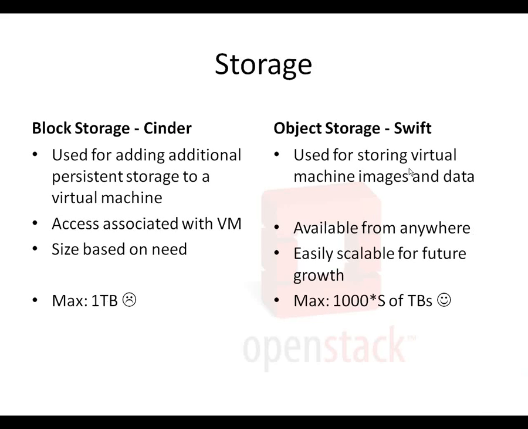Okay, storage. So two giants, Cinder, Swift. Each competes with the other. The first is Cinder, which is block storage. It can be used as additional storage, but Swift could not be used as additional storage. It is used for storing virtual machine images and data, but not the virtual machine. So that is actually the main big difference between these two. With Cinder, the VM can access Cinder, but with Swift the user can access it, so it is available from anywhere.